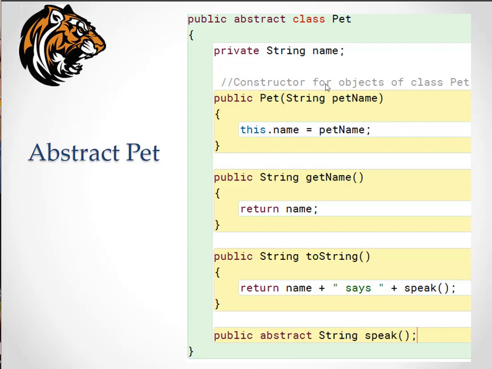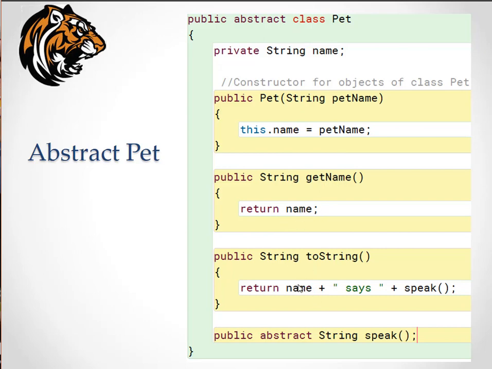So here we have a constructor. When you make a new pet, you give it a name, and you pass in an argument, pet name, which then is assigned to the variable up above, name. And so this constructor works for this abstract class. Next, we have an accessor method, our getter, getName, which simply returns our variable, the name.